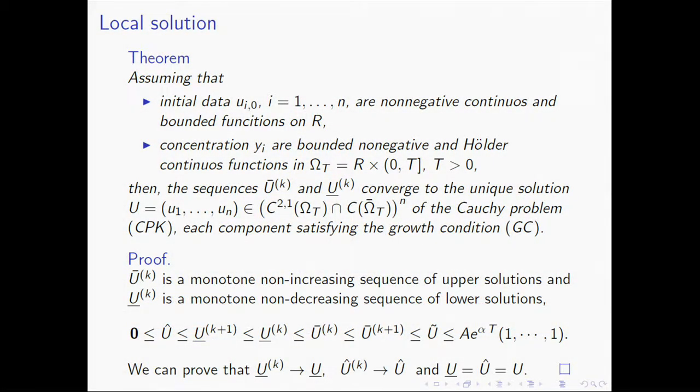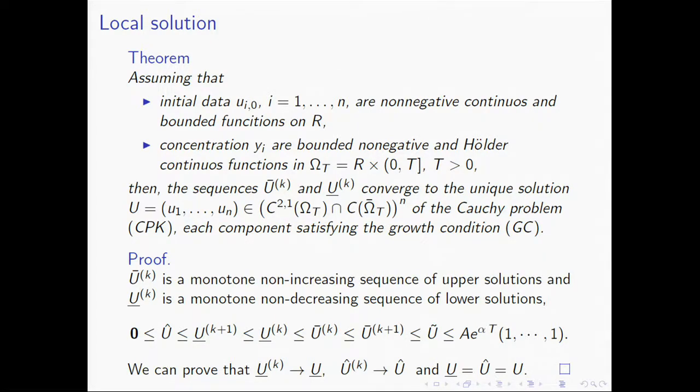For the local solution, assuming that the initial conditions are non-negative, continuous, and bounded functions on R, and the concentrations y_i are bounded, non-negative, and Holder continuous functions in this domain, then the sequence of upper solutions and the sequence of lower solutions converge to the unique solution U, in the classical sense, of the Cauchy problem modified by that K.